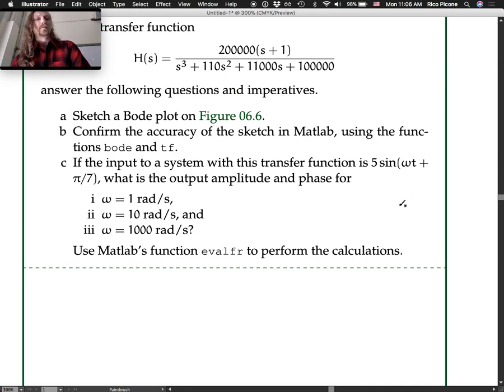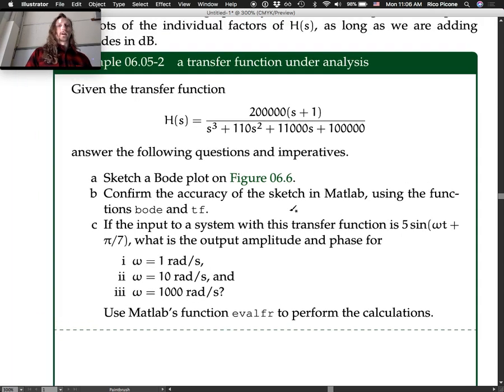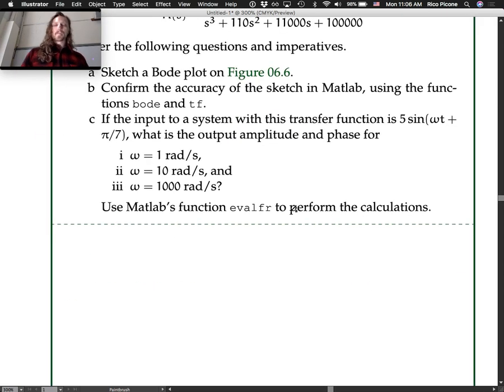And then C, the input to a system with this transfer function is 5 sine(omega t + pi/7). What is the output amplitude and phase for these different angular frequencies omega? Then we'll use MATLAB to perform the calculations. We'll talk about how you do it by hand if you wanted to, but it's nice to be able to use our MATLAB tools as well. So we'll go through and do this. Part A is actually the most involved part.